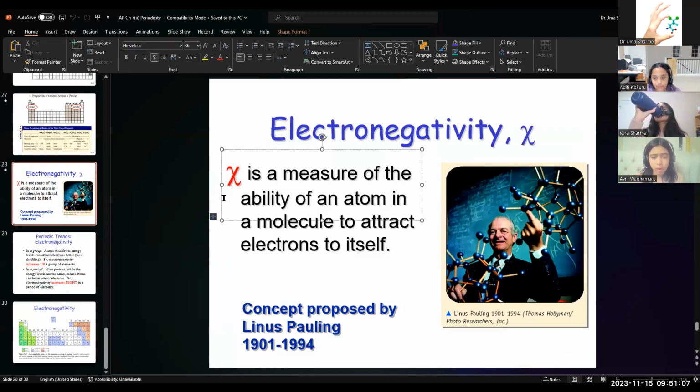Now, look at the definition of electronegativity. Do you agree with the definition? Don't worry about this symbol, we are not using it. Electronegativity is about a chemical bond, in a molecule. It is a measure of the ability of an atom in a molecule, where atoms are bonded to each other, to attract electrons to itself. And who was the scientist who worked on it? Linus Pauling.